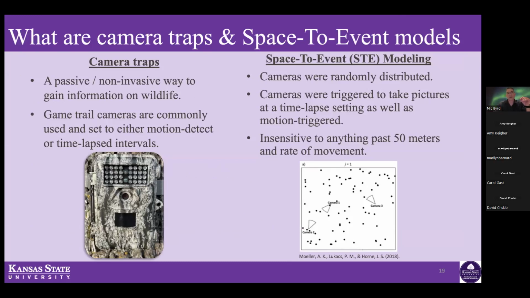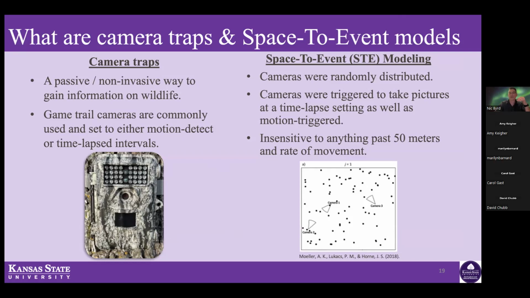For our space to event models, we use the same camera traps, which again are passive, and we used motion detection and time-lapse intervals for our study. And for space to event modeling, there are a couple of assumptions. One, the cameras are randomly distributed. Cameras were triggered to take motion or time lapse as well as motion sensor.